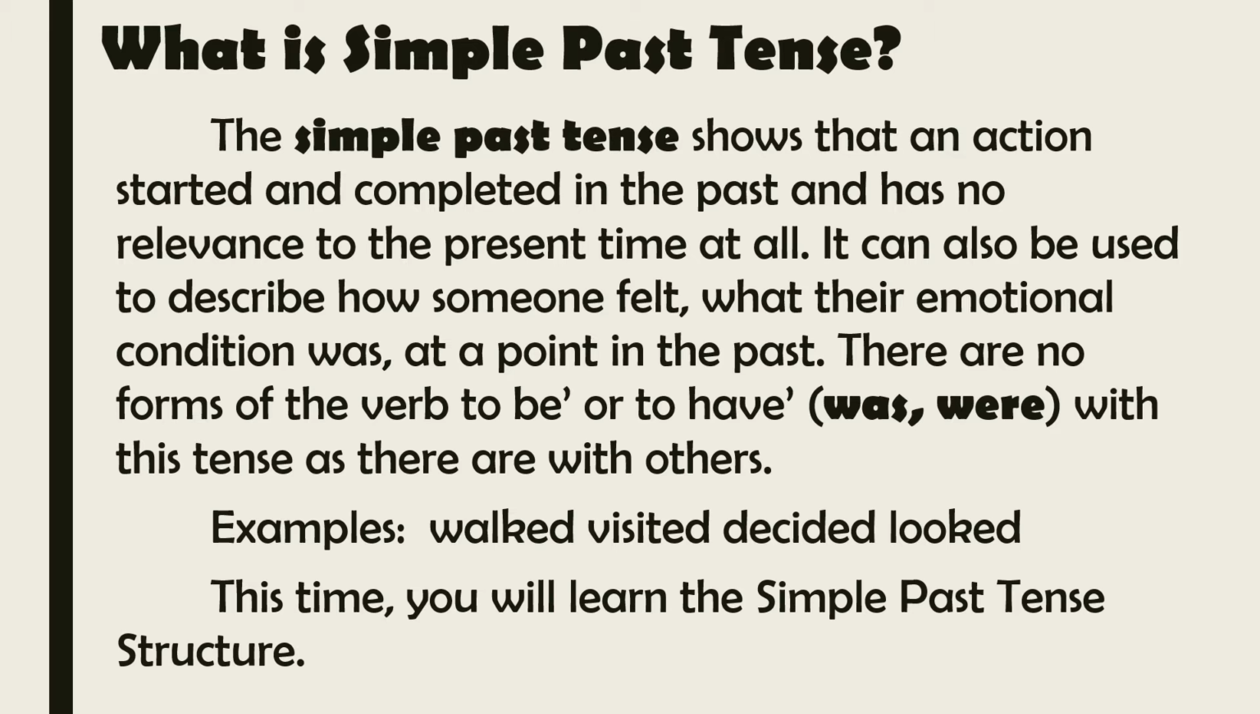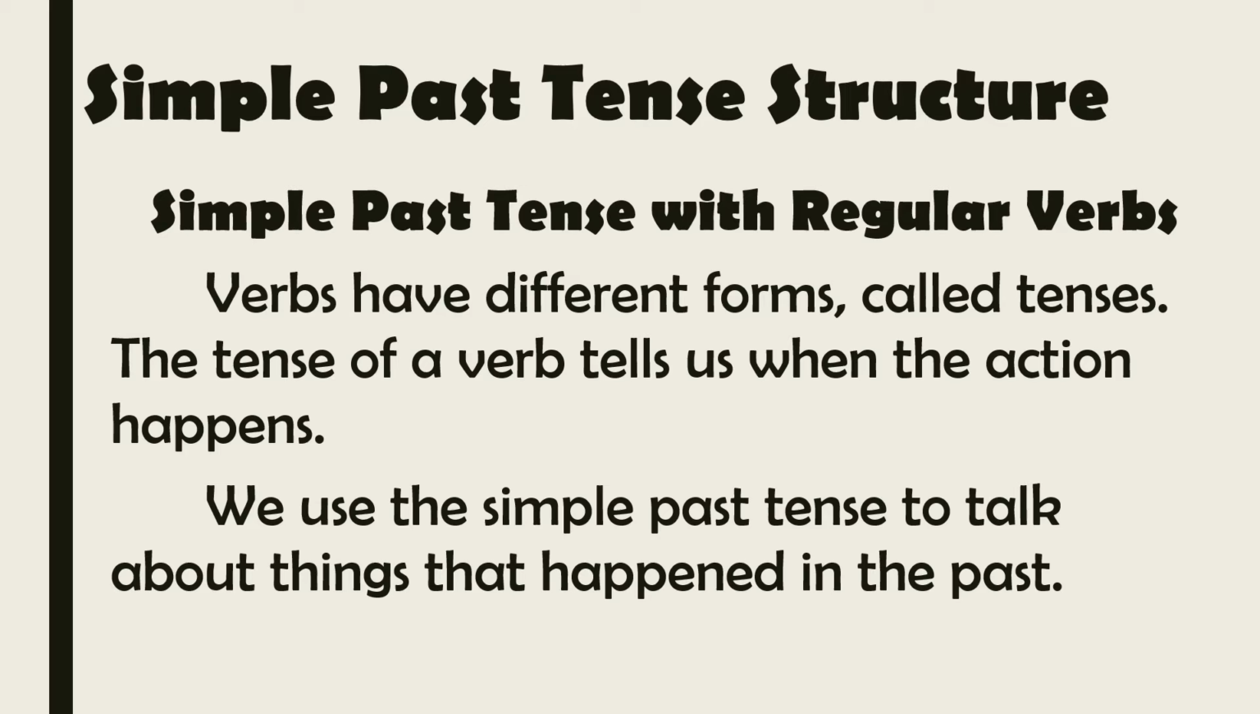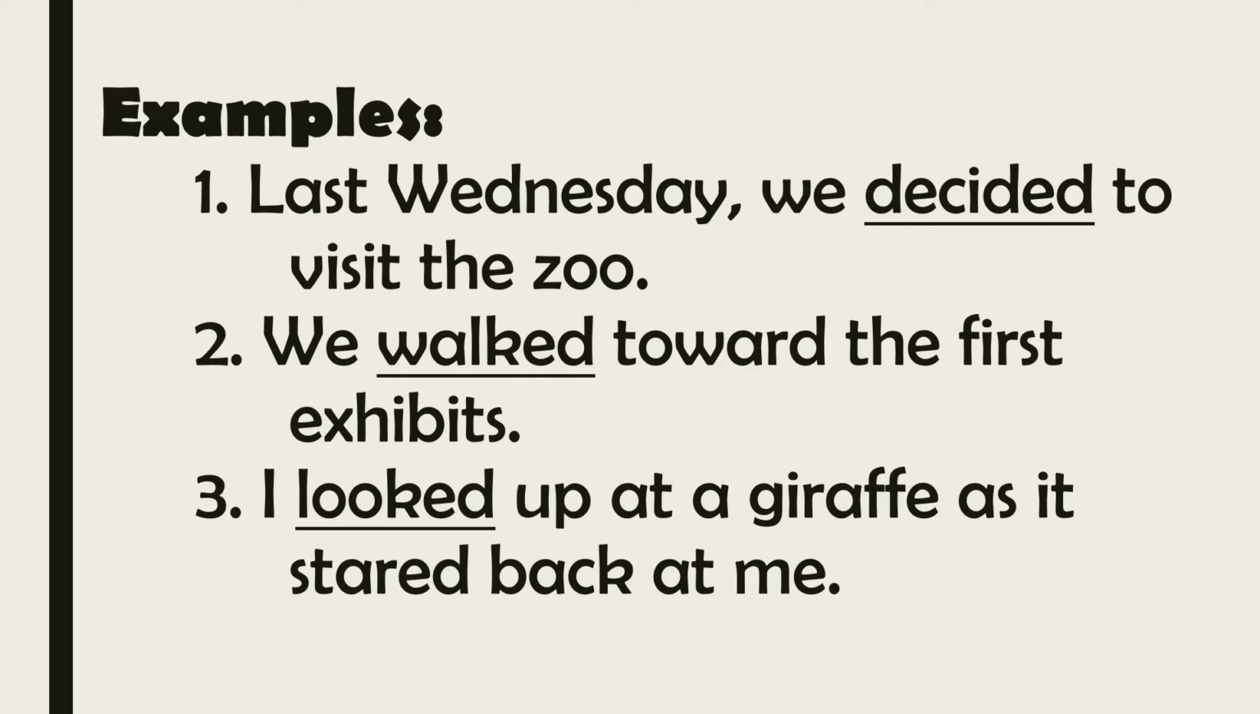Okay, this time you will learn the simple past tense structure. Let us start with the regular verbs. Simple past tense with regular verbs. Verbs have different forms called tenses. The tense of the verb tells us when the action happens. We use the simple past tense to talk about things that happened in the past. So the verb form for things that happened in the past is the past tense of the verb.